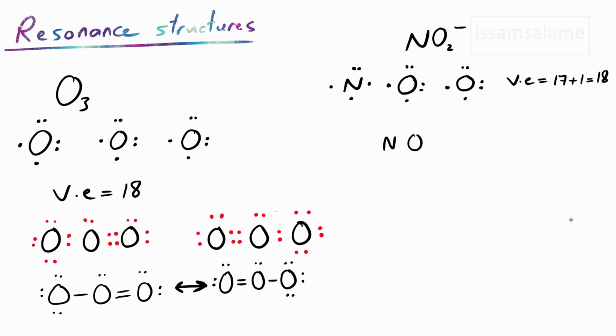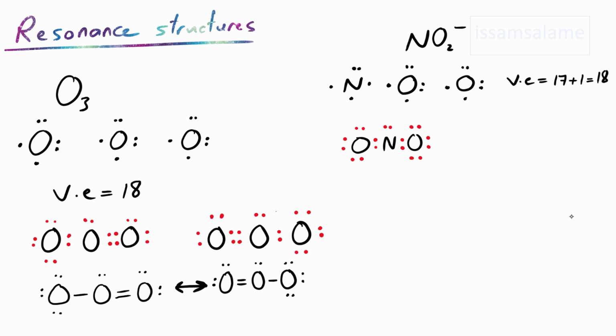We place nitrogen at the center with oxygens around it, and then we put one shared pair of electrons in between every 2 atoms. We complete the octet for oxygens, and we find that we don't have enough electrons to complete the octet for nitrogen. So here we should share one more pair of electrons.